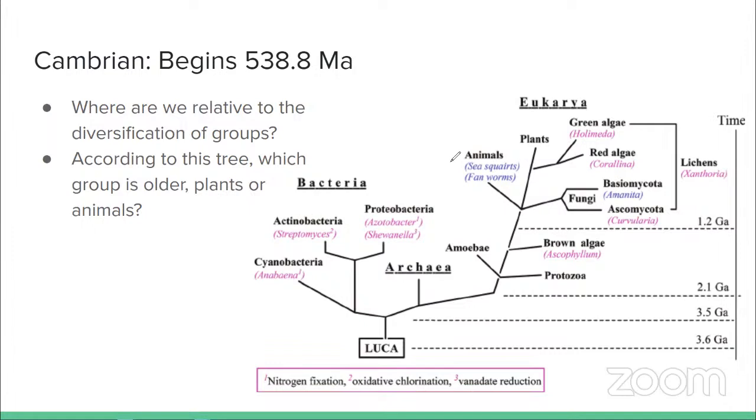Since this tree also has time in it, making sure we can see which group here is older, the plants or the animals. Yeah, here we have the animal as older, right? So we could still think in terms of that previous tree, right? Like we might want to put fungi over here, right? But it's drawn like this so that we can put this time scale on it, basically.